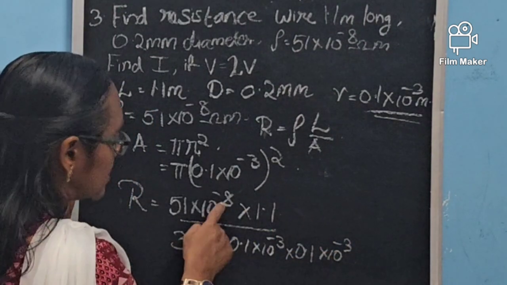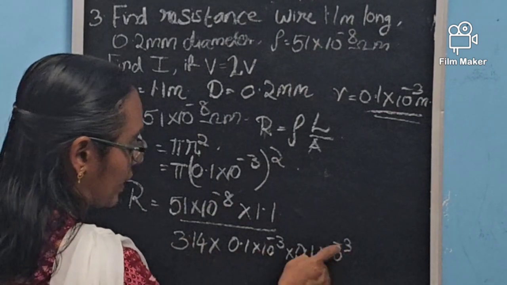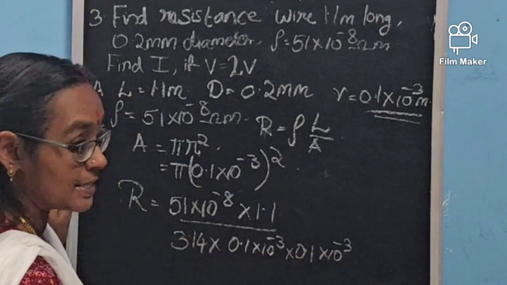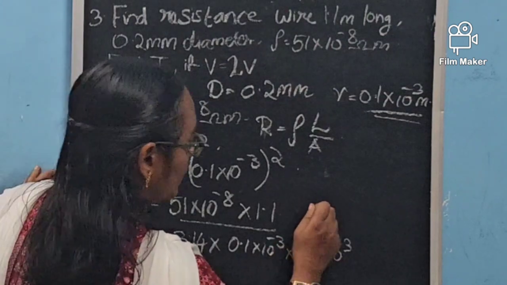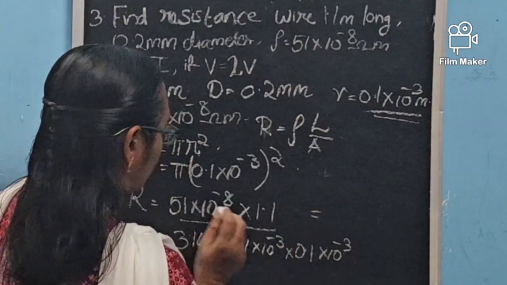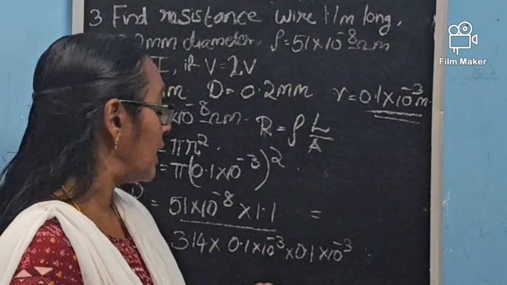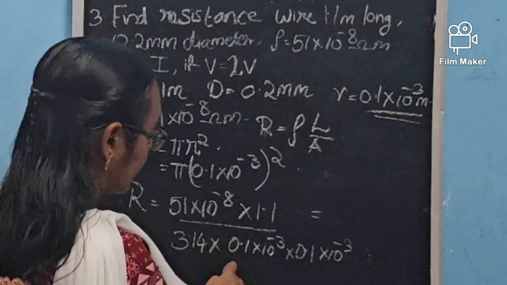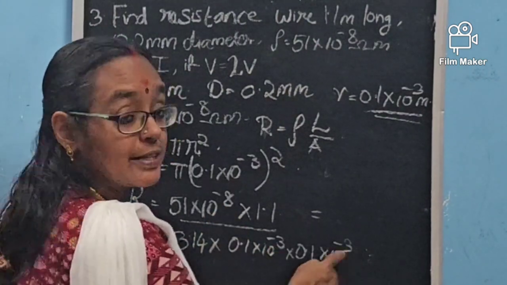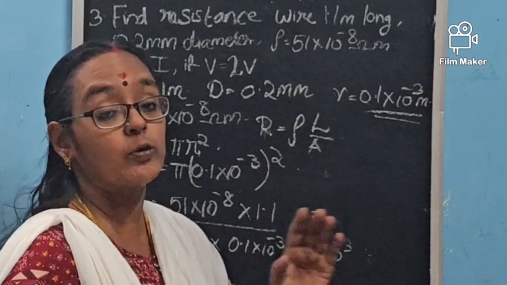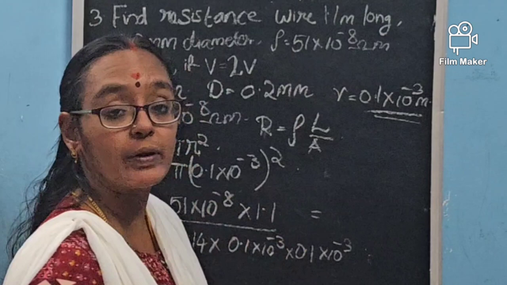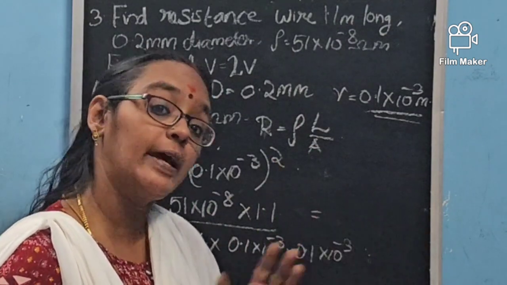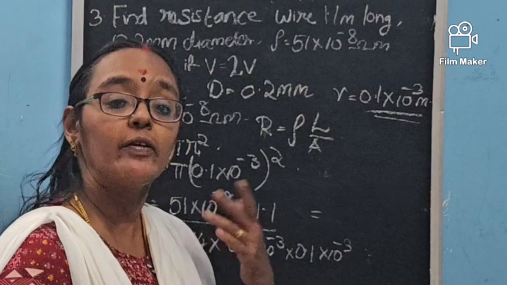So this is 10 raised to minus 8, this is 10 raised to minus 3, and this is 10 raised to minus 6. Then that will be equal to, how can we solve this? This can be solved very easily. Here 10 raised to minus 8, here 10 raised to minus 3 and 10 raised to minus 3, that is 10 raised to minus 6. Up to that extent we have reached. If we reach 10 raised to minus 8, both of them will get cancelled. How can we reach it?